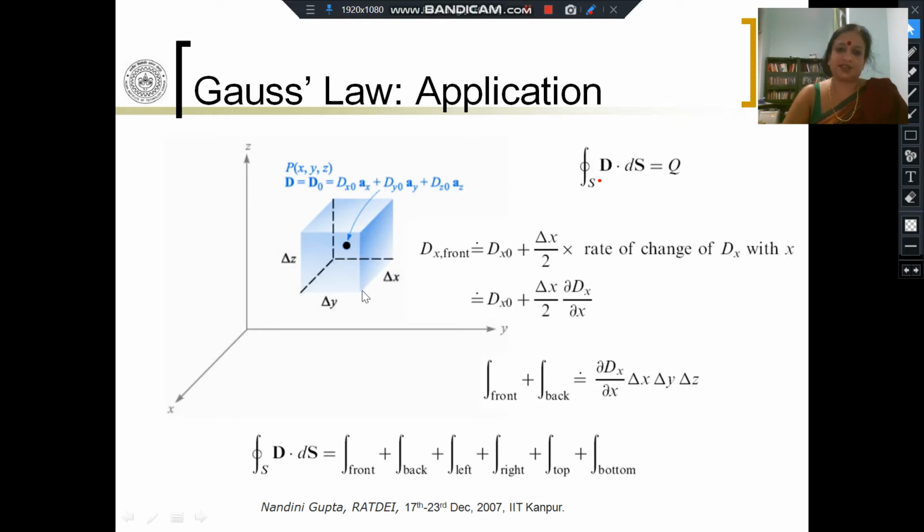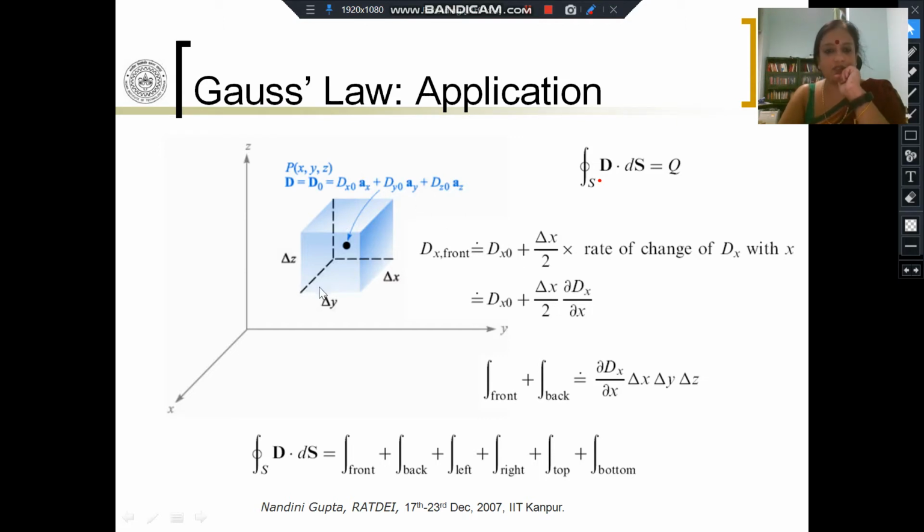So let us consider first the front face, which is perpendicular to the x-axis. What would be the flux density? We are going to assume that the flux density is uniform over each face. So what would be the flux density on the front face? Let us say that is Dx front. Dx front is equal to Dx naught, the flux density at point P, plus delta x by 2, that is the distance of the front face from the point P, into the rate of change of Dx with x. This can be written as Dx naught plus delta x by 2 times del Dx del x.